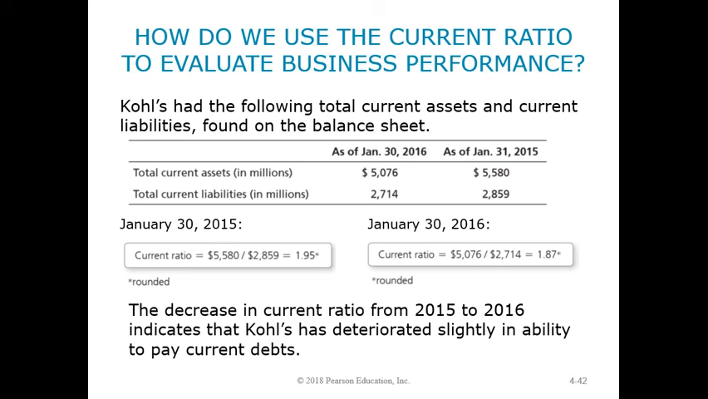So we see a decrease in the ratio from 2015 to 2016, and this indicates that Kohl's has deteriorated slightly in their ability to pay their debts. So what that means is that they will have a slightly harder time paying off their debts in 2016 than they would have had in 2015.